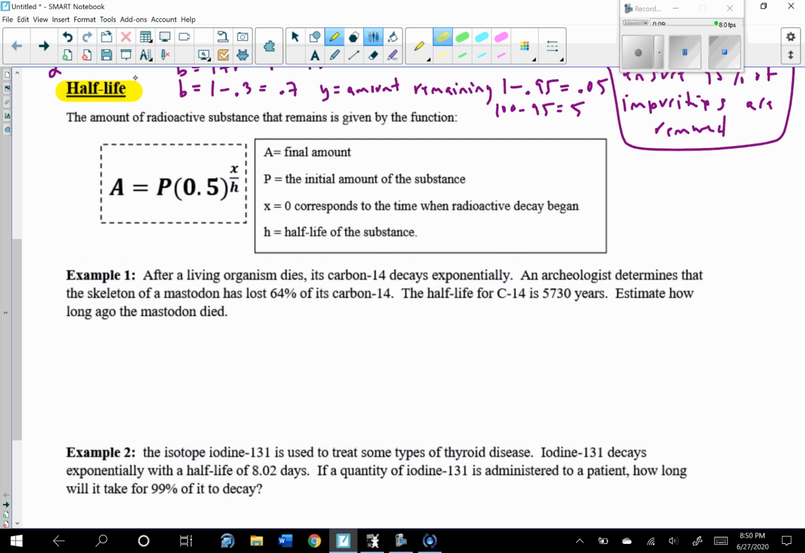So the amount of radioactive substance that remains is given by the function A is equal to P times 0.5 to the x over h. And for this, A is the final amount, P is the initial amount of the substance, x equals 0 corresponds to the time when the radioactive decay or whatever it is that you're talking about began. And half-life of the substance is the h.